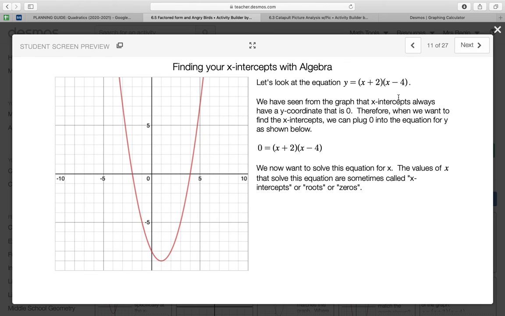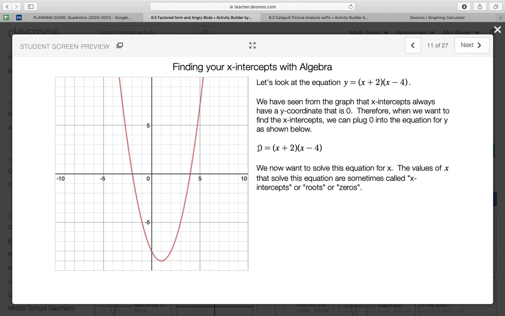Okay, so why does that work? Why are the x-intercepts the opposite of what's in the parentheses? And it has to do with the y value. The y value at the x-intercept is 0. So really we're finding, where does this equation equal 0? So I put that 0 in front. And now we can solve this equation for x. And so really what we're looking for here is, we have a number, x plus 2, times another number, x minus 4, and that number times another number equals 0.